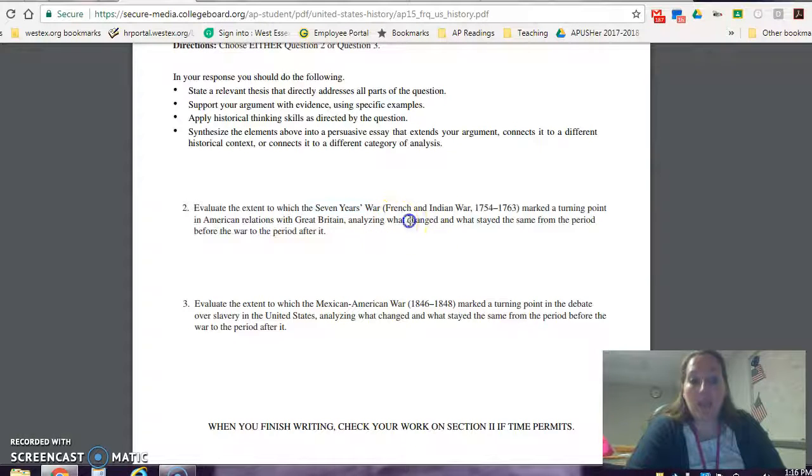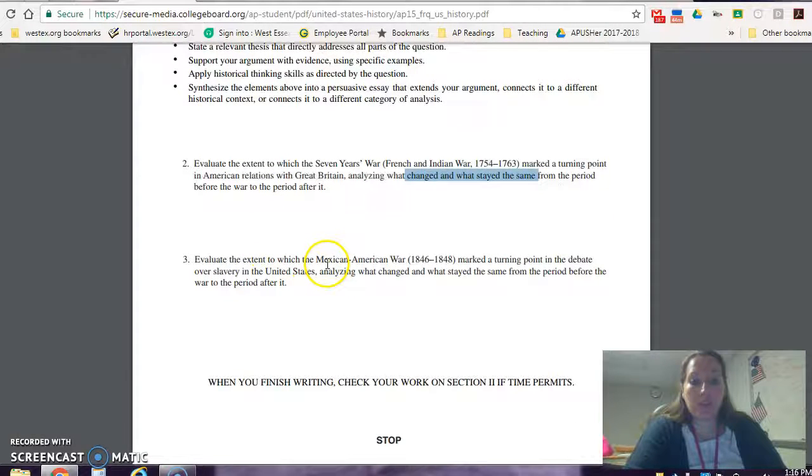Notice you have to analyze what changed and what stayed the same. Your thesis needs to mention both of those. It's just like the causes or the effects. Your thesis has to mention both of those to get the thesis point. The body of your essay has to address both of those to get now what the complex understanding point is.